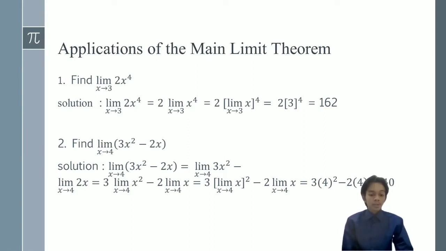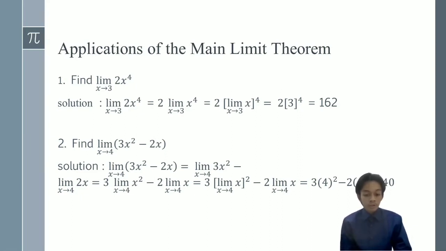Okay, example number 2 is the limit of 3x squared minus 2x as x approaches 4. To solve this problem, first we can use theorem number 5, or the difference of two functions, to get the limit of 3x squared minus the limit of 2x, both as x approaches 4. Next, we can use theorem number 3 to get 3 times the limit of x squared as x approaches 4 minus 2 times the limit of x as x approaches 4.